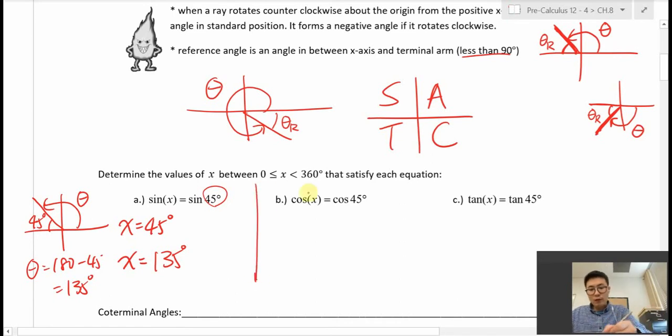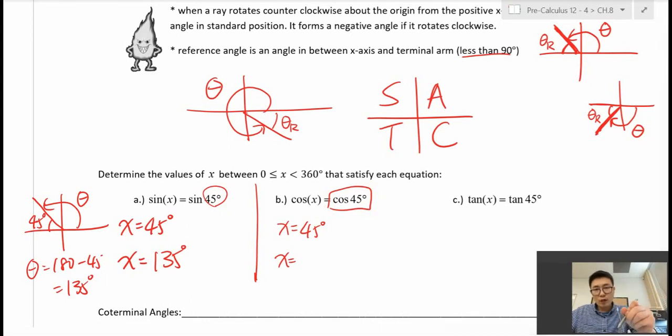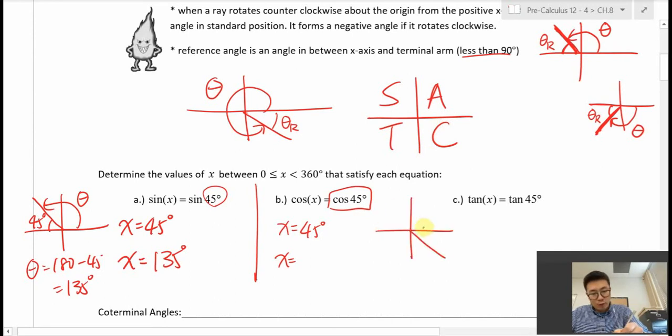Similarly, for part B, obviously 45 would always work because that's just the same as cosine 45. Again, 45 degrees is in the first quadrant, so cosine is positive, but cosine is also positive in the fourth quadrant. So if I can find an angle in the fourth quadrant that has a reference angle of 45, then cosine of that angle is going to be the same as cosine 45. In this case, angle theta, I'm just going to call x. X is simply going to be 360 minus 45, which is 315.